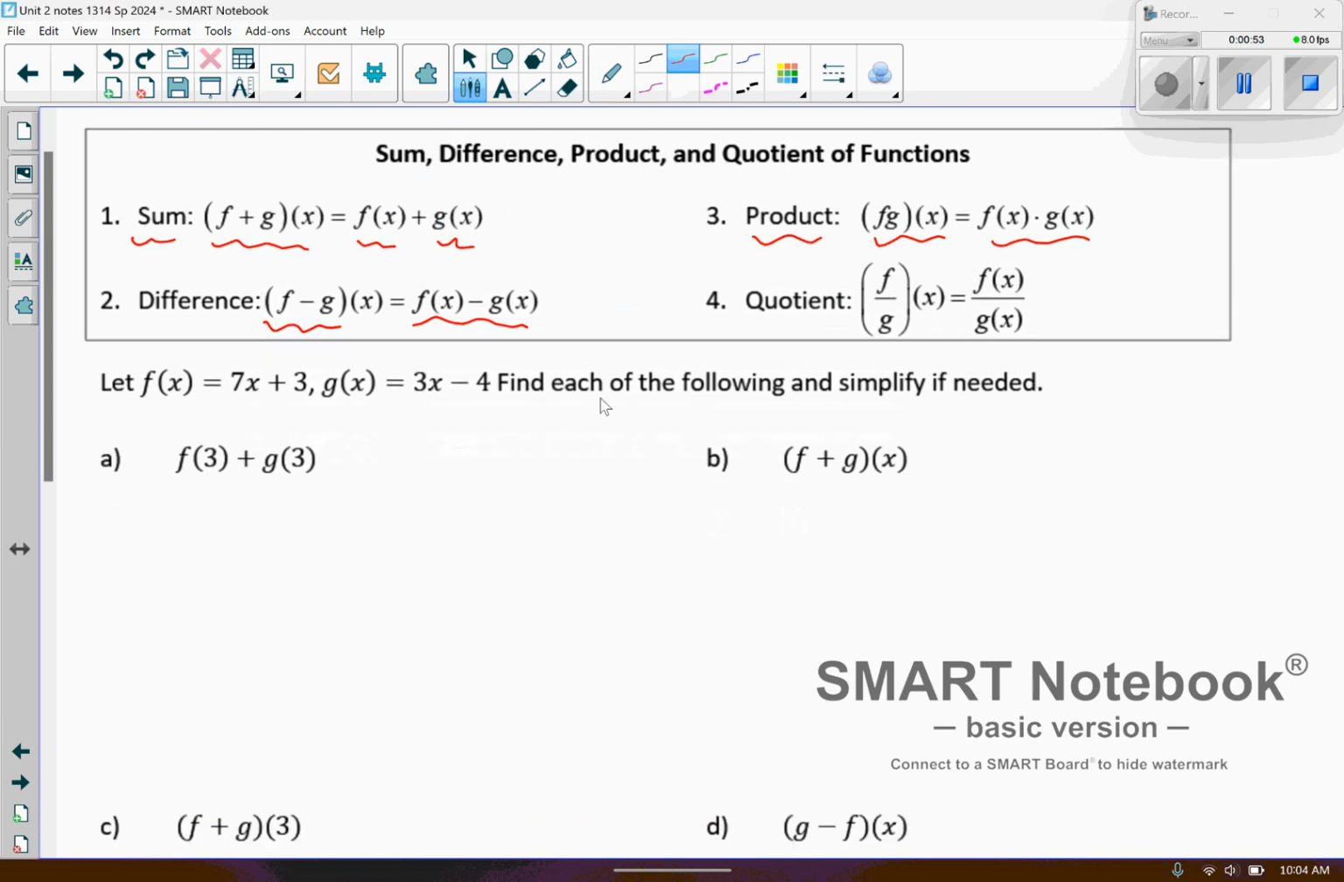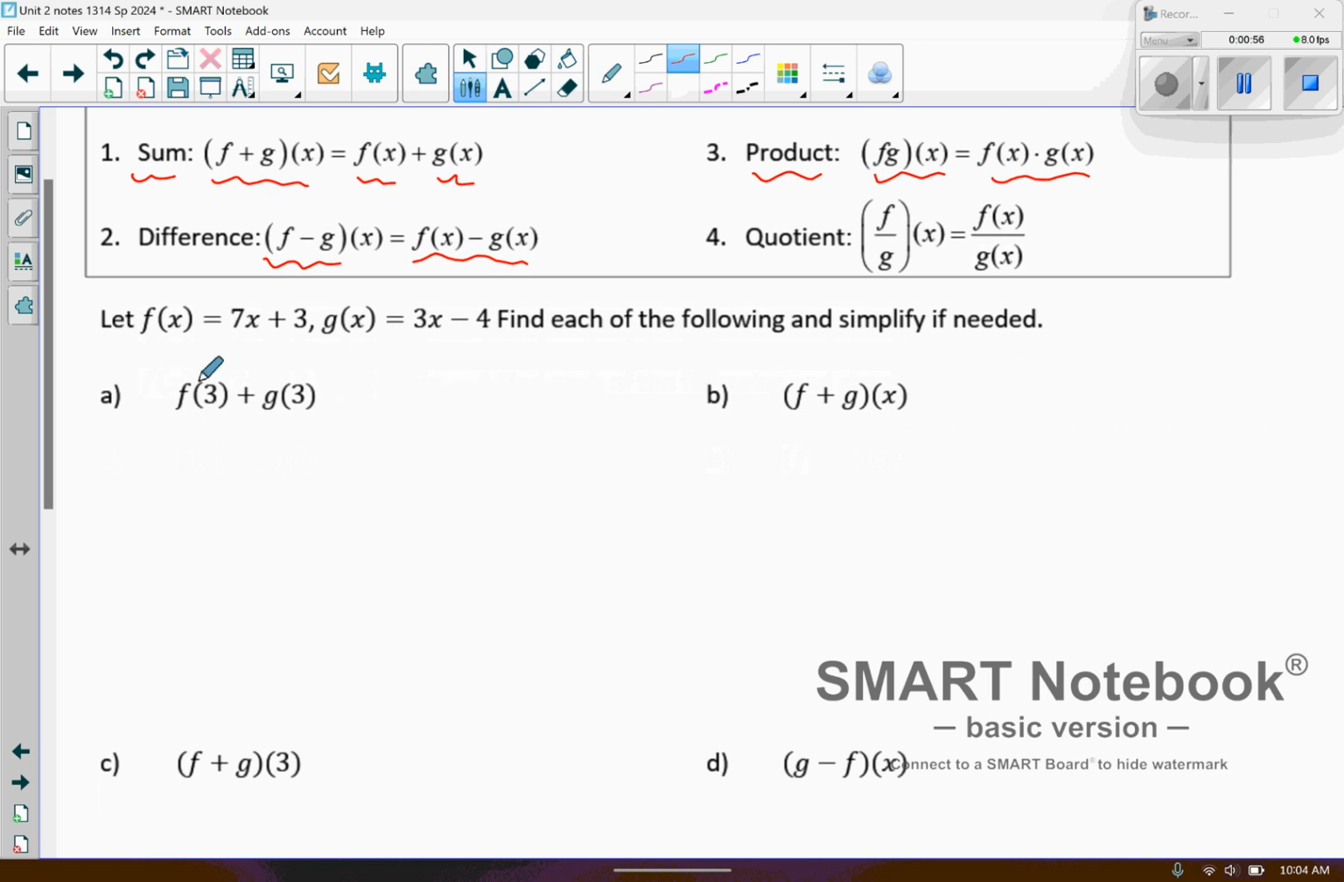And so on this first example, what I'm going to do here is I'm going to find f of 3 and g of 3 and add them together. And then what I'm going to do here is I'm going to go ahead and find f plus g of x. And once I figure that out, I'm going to plug in the 3 again. And we'll see that, yes, indeed, the two sides are equivalent to each other. And so here we go.